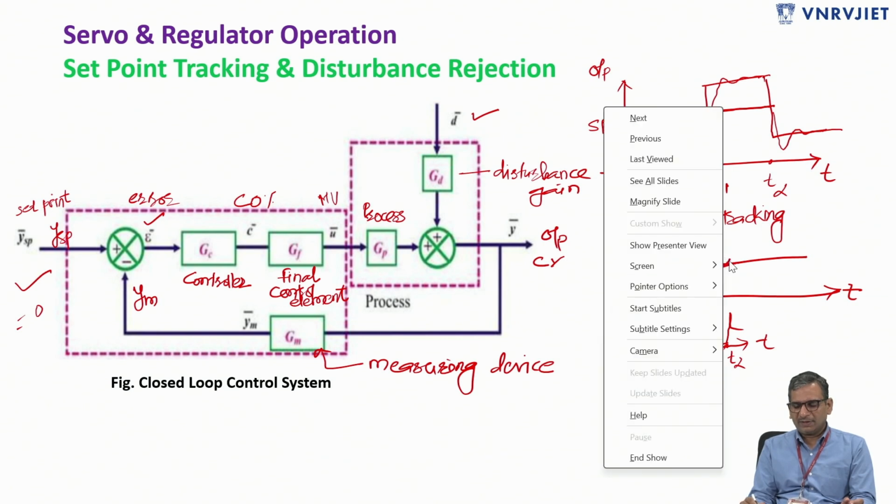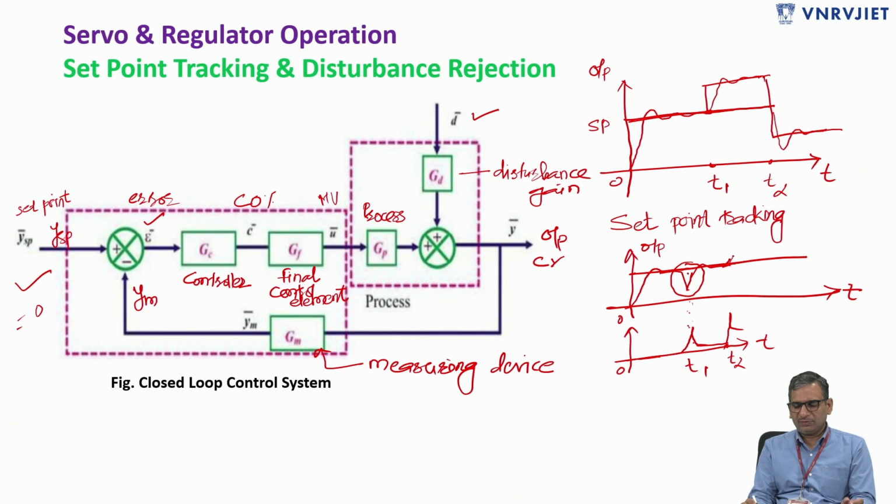Because of that, the output will fluctuate and go away from the set point. In that case, the expectation is that again the controller should change the manipulated variable so that it comes back to the set point. So minimizing the effect of disturbance so that the output stays at the set point is what is called a regulatory operation, or minimizing the effect of disturbance.